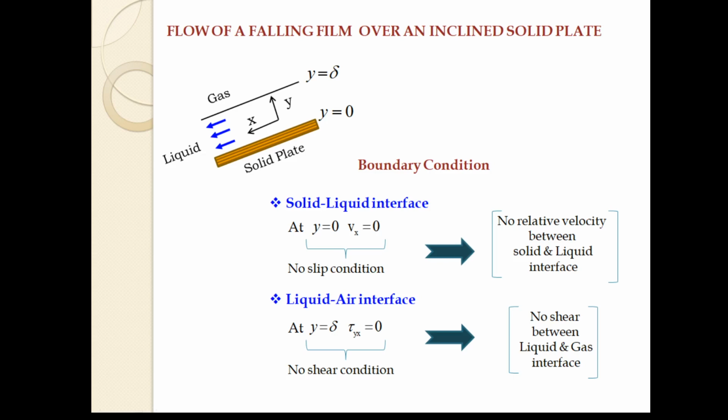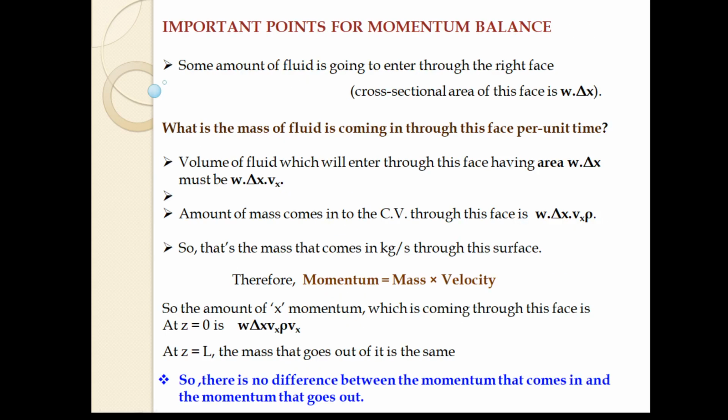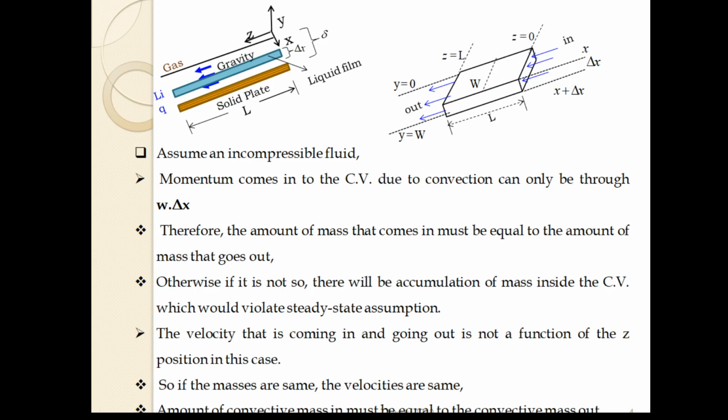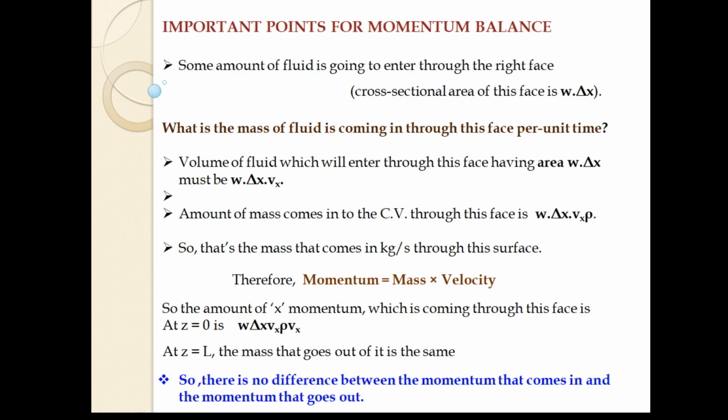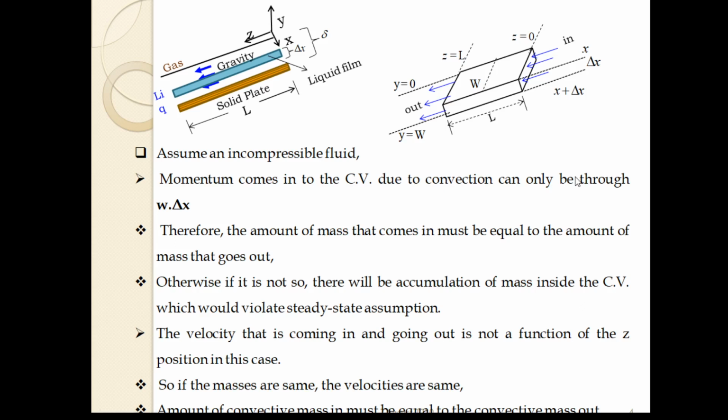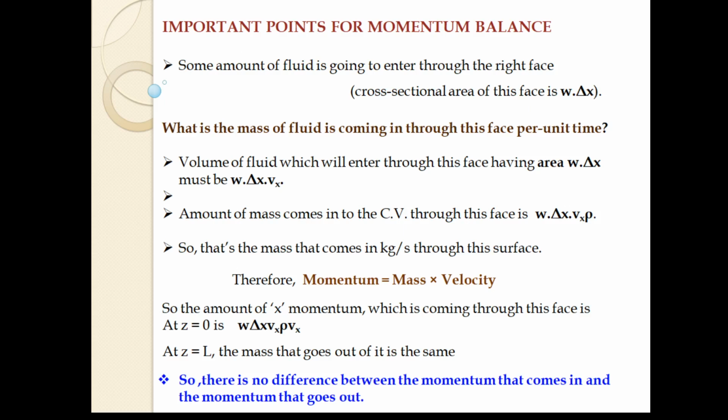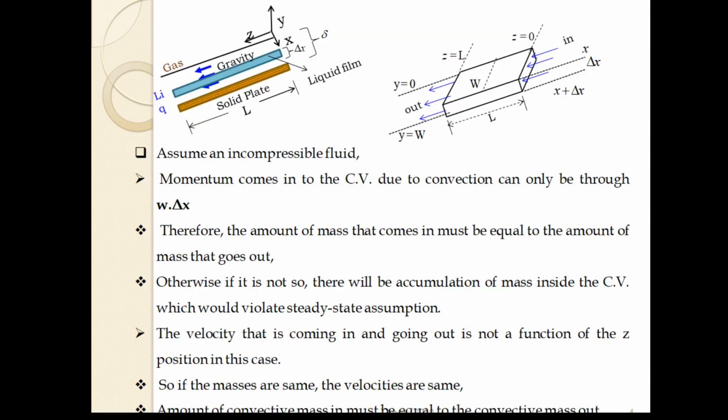Next, some important points. Whenever we are thinking of this falling film over an inclined solid plate, we have to make a control volume or shell of fluid. Here is the diagram that we made, a control volume, assuming an incompressible fluid, where some amount of liquid is coming in and going out through W into del X of that control volume, where W is the width and del X is the thickness of that control volume.